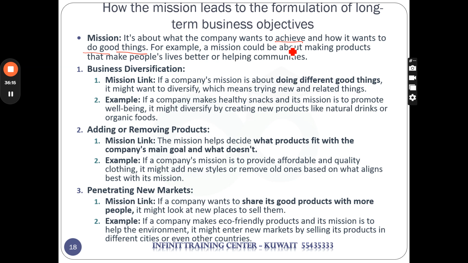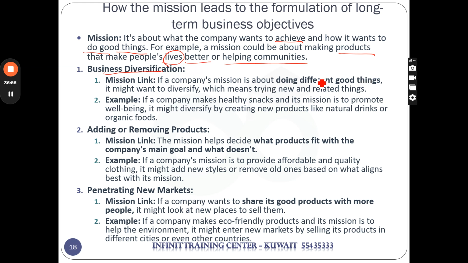For example, a mission could be about making products that make people's life better or helping communities. So this is what your mission is now. And you have different objectives. So how is your mission leading to formulate these objectives? For example, the first objective is business diversification. So your mission is what? Making products that make lives better for the community or the customers.